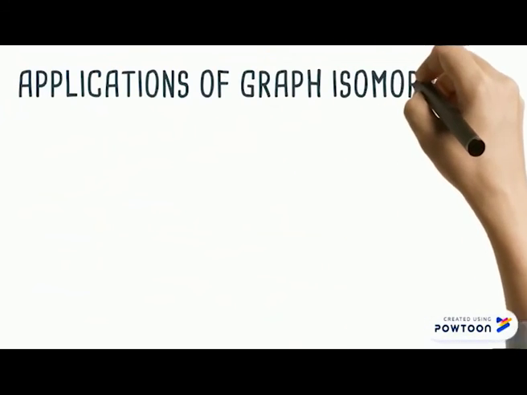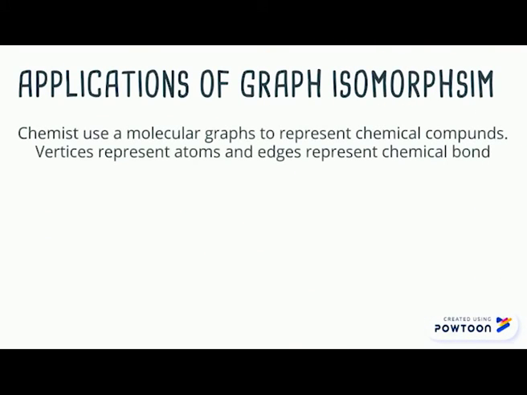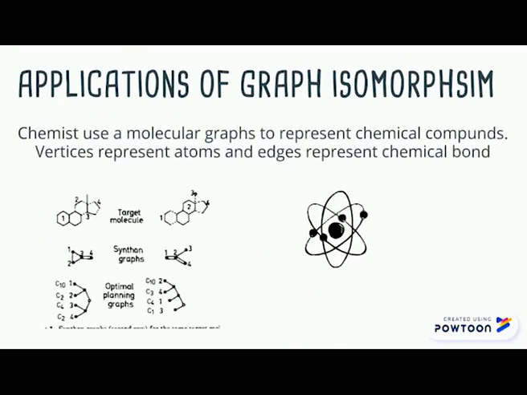Applications of graph isomorphism. Chemists use molecular graphs to represent chemical compounds. Vertices represent atoms and edges represent chemical bonds.